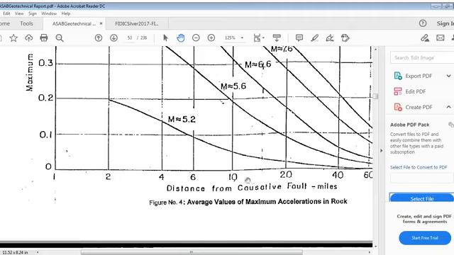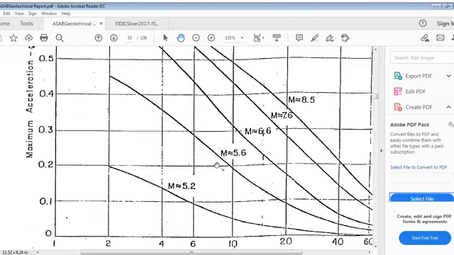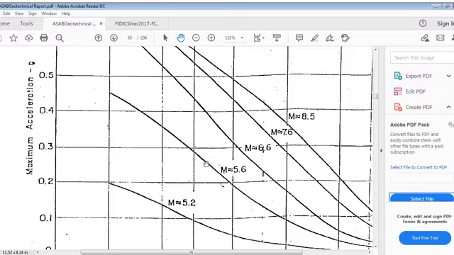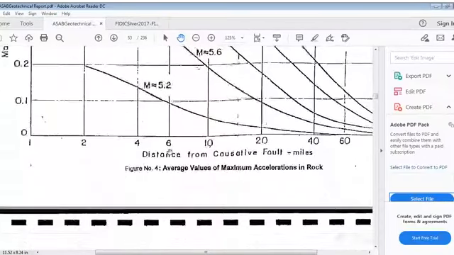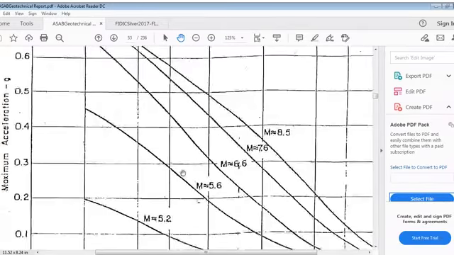It goes this way, with increasing distance and decreasing acceleration. If we take the same for the 5.6 curve, the distance is more here, and then less and less. And if you further see, this is M6. In all of these, you can say that when distance from the epicenter increases, acceleration decreases. In all these cases it is so.